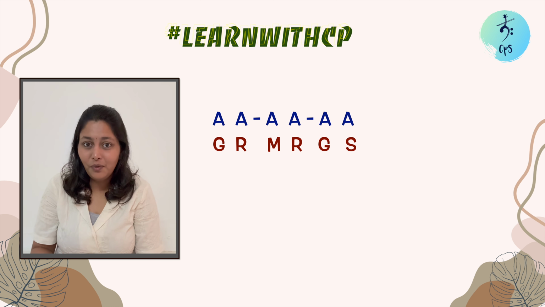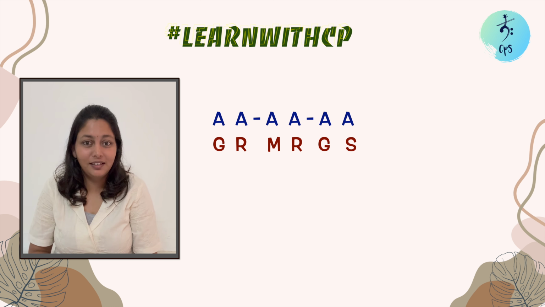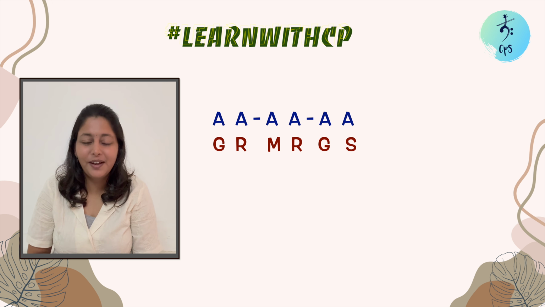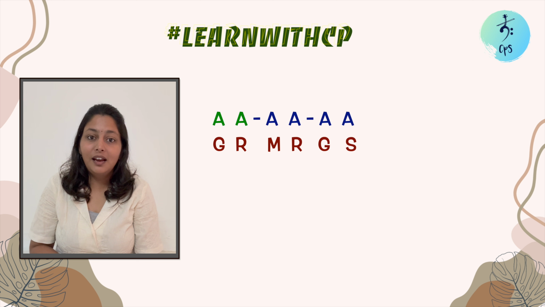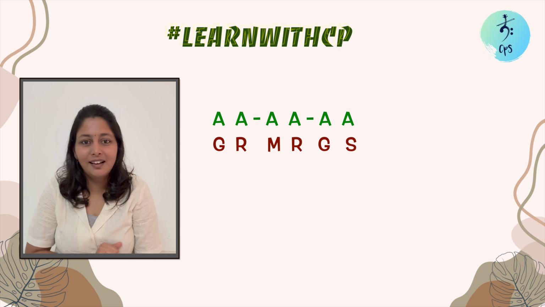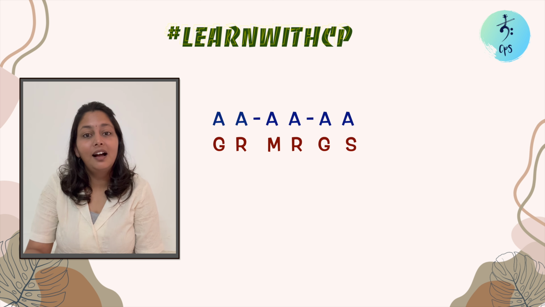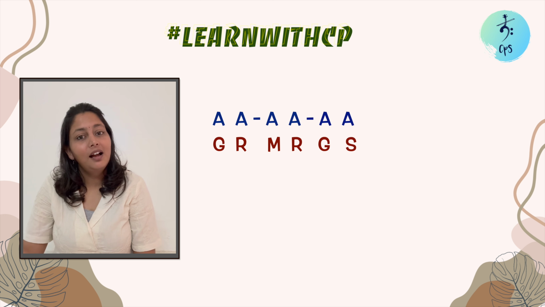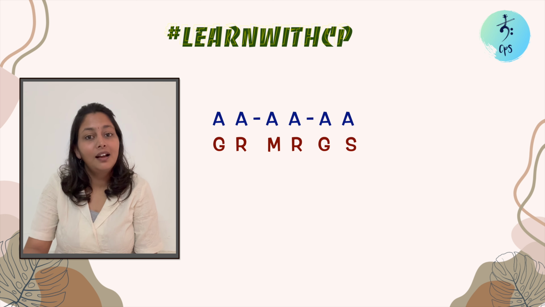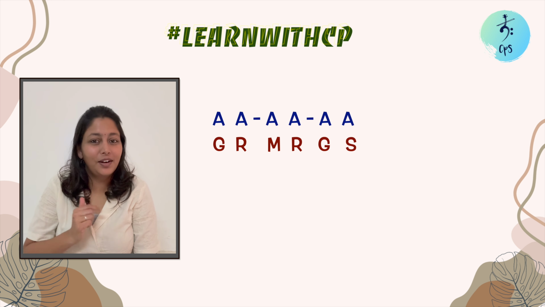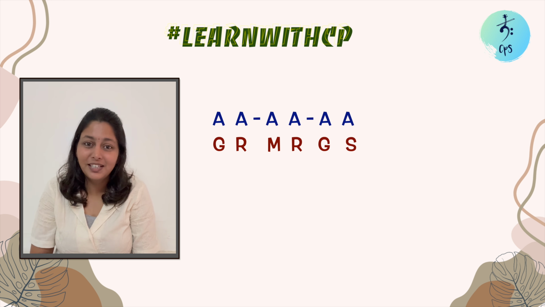Easy, right? Now let's try parts 1, 2 and 3 together. First we'll sing a round of notation and then we'll sing in the akara, okay? Ga re ma re ga sa. Simple, right? Now in akara. Easy, right? Now let's go to the fourth part.